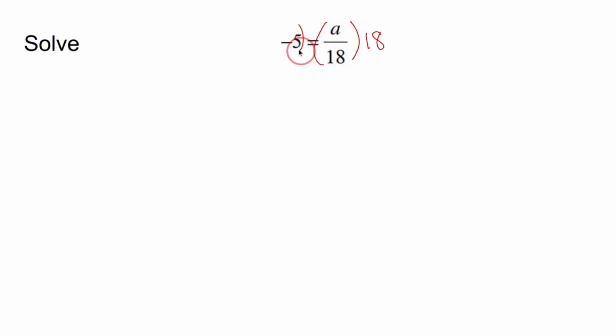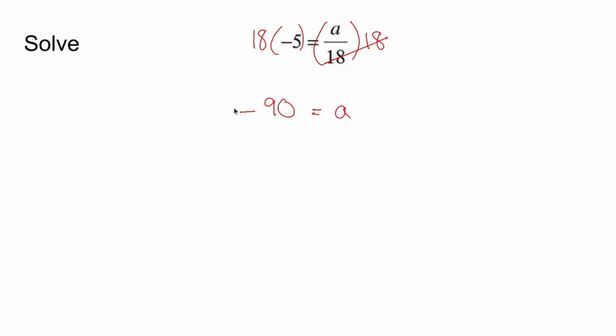So we're going to wrap both sides in parentheses, like so. 18 up here and 18 down here cross each other out. Now that leaves me with just a positive A on the right. 18 times negative 5 is a positive times a negative, which is a negative, and 18 times 5 is 90, so 18 times negative 5 is negative 90.